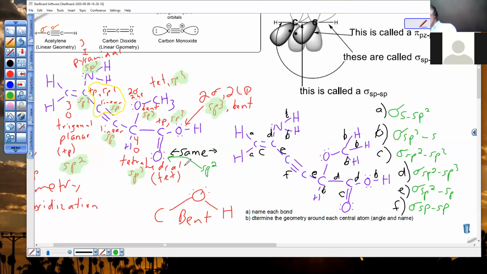We don't have a label for that yet. That's G. And looking above, I see another G. And that, I think, might be our last sigma bond.